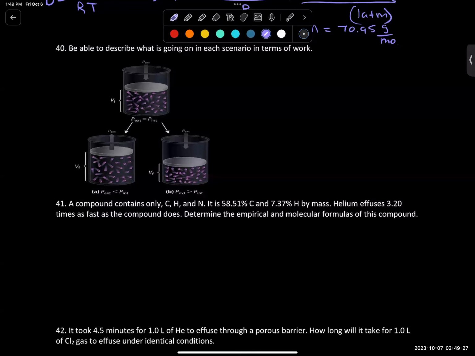So if we look at these two things here, the top one is our initial state, denoted by V initial, the initial volume. Whereas the bottom two are two separate states. Again, they're not supposed to be happening at the same time.